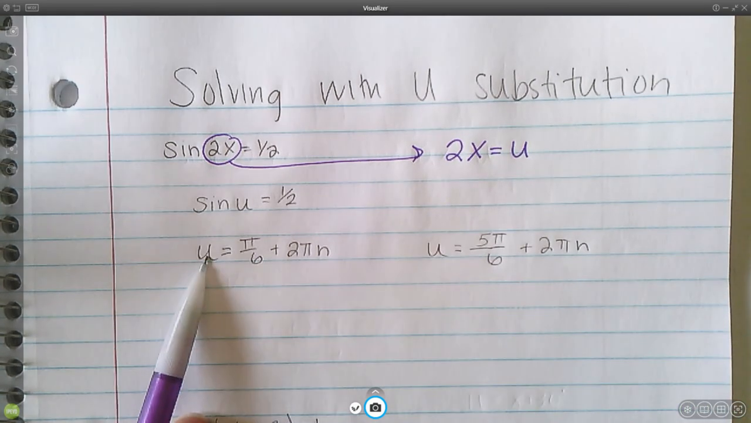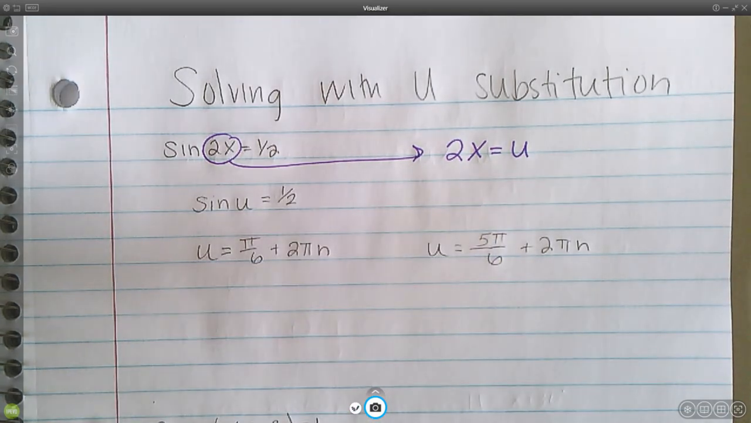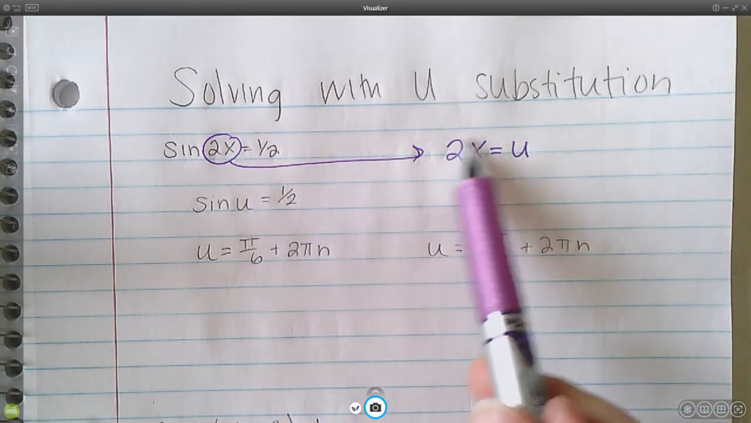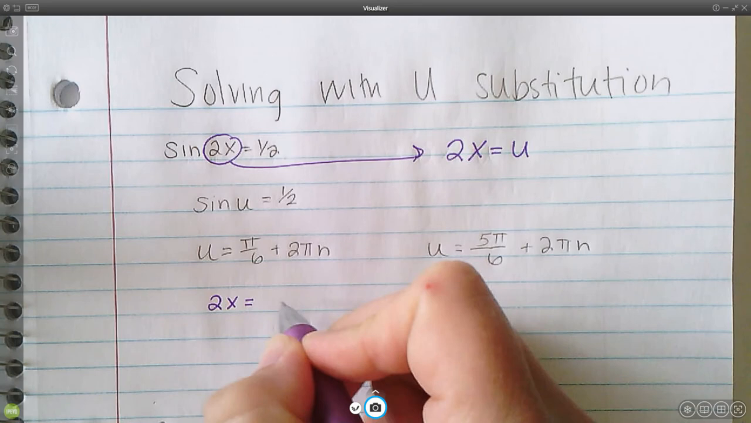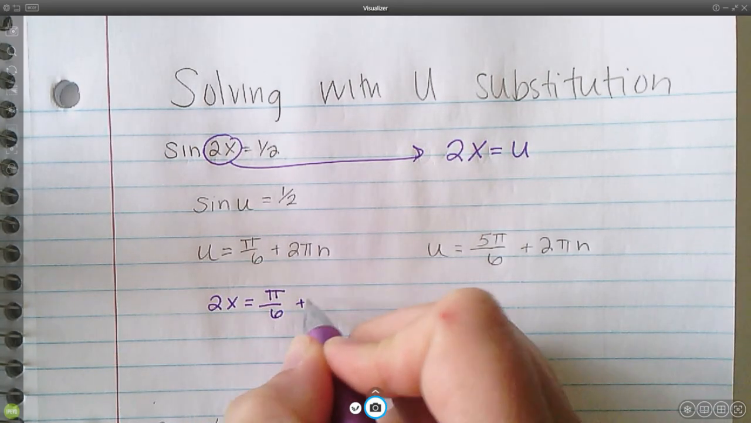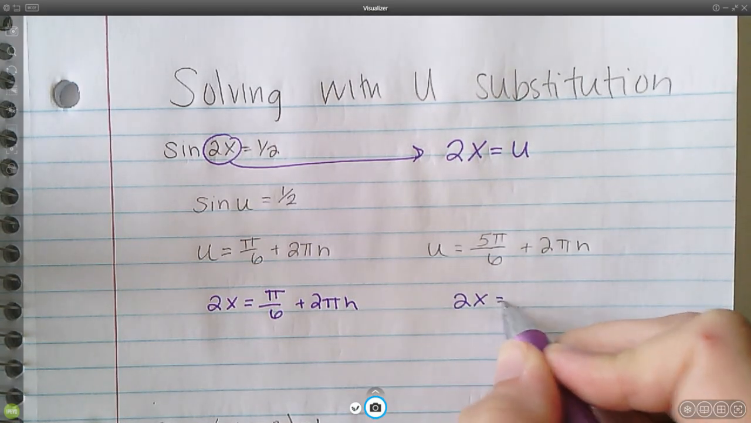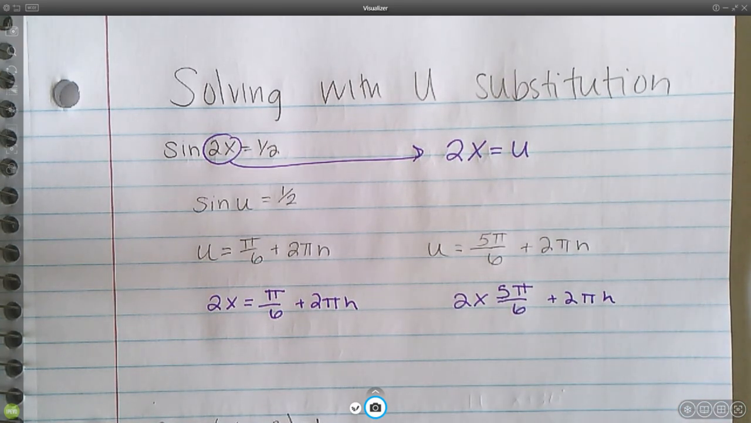Okay, but we're not solving for u. We're solving for x. So now what we do is we take this 2x and we put it back in for u. So we have 2x equals pi over 6 plus 2 pi n, and 2x equals 5 pi over 6 plus 2 pi n. And then we just need to solve.